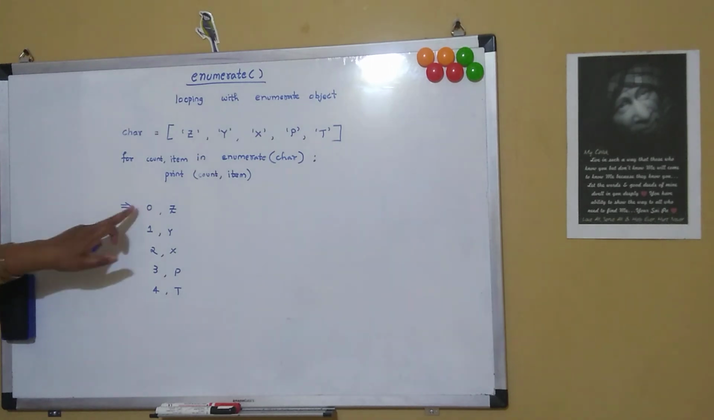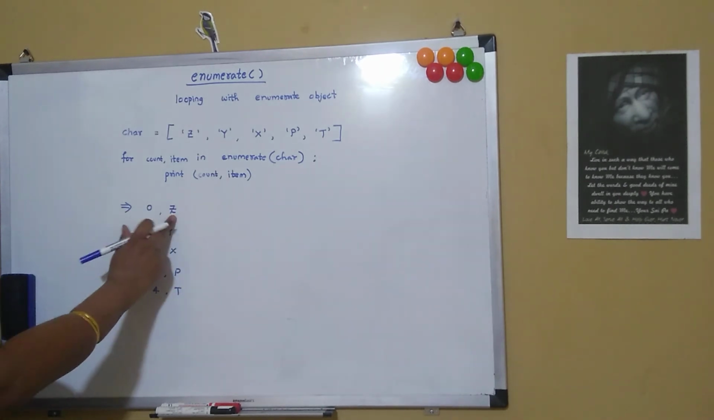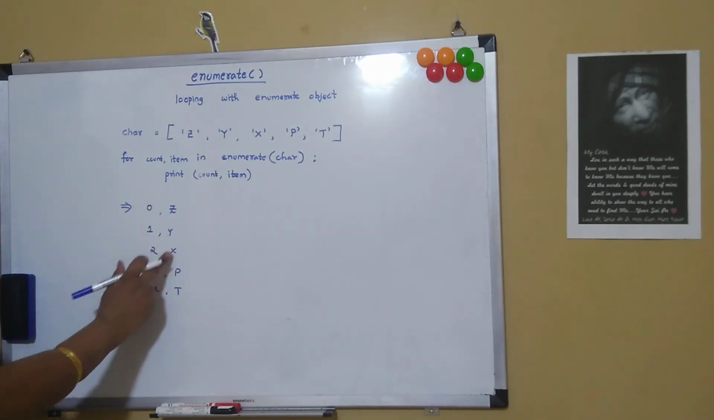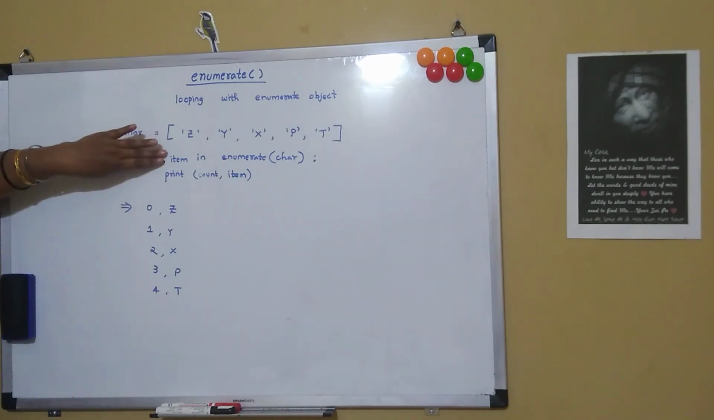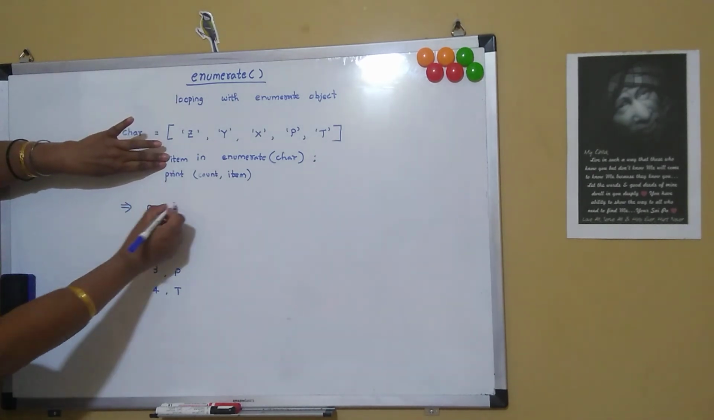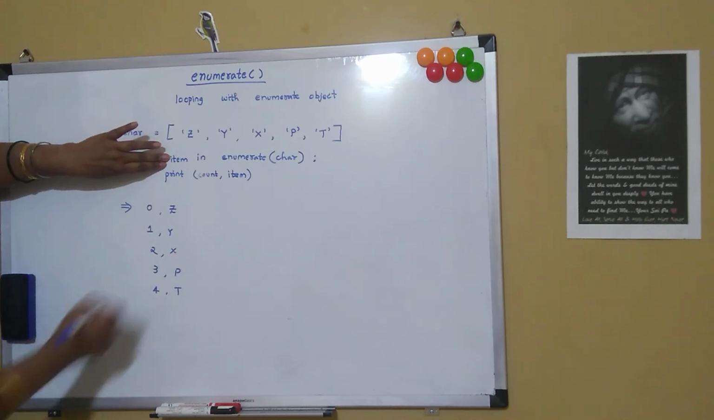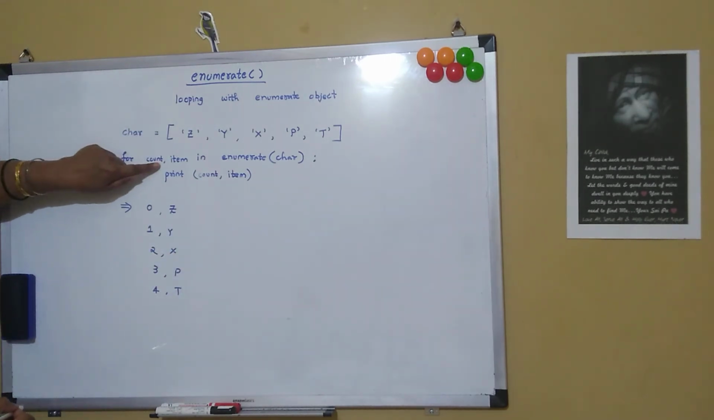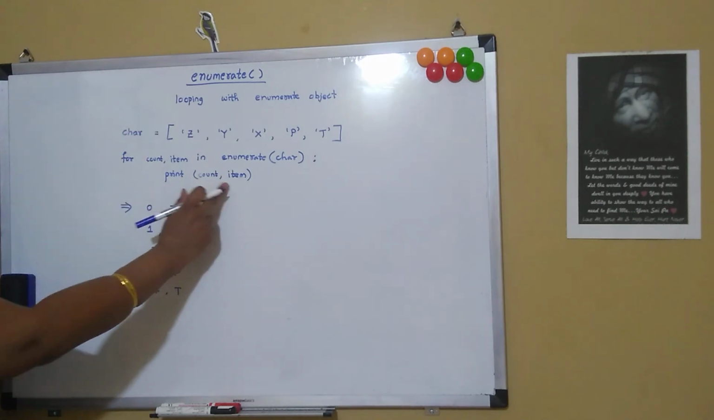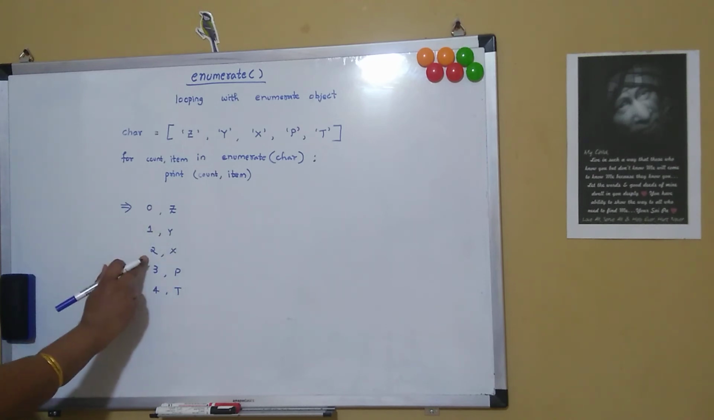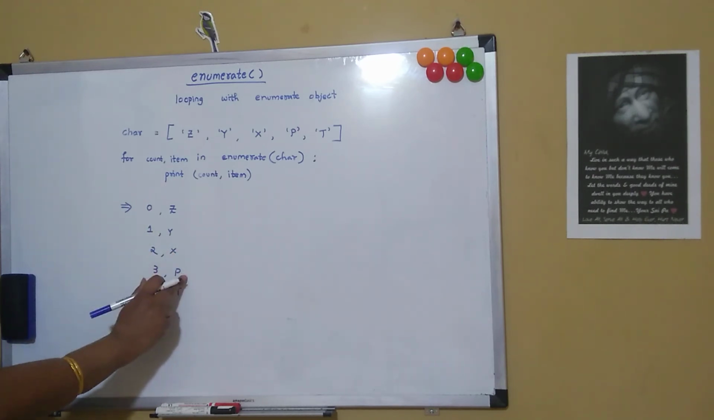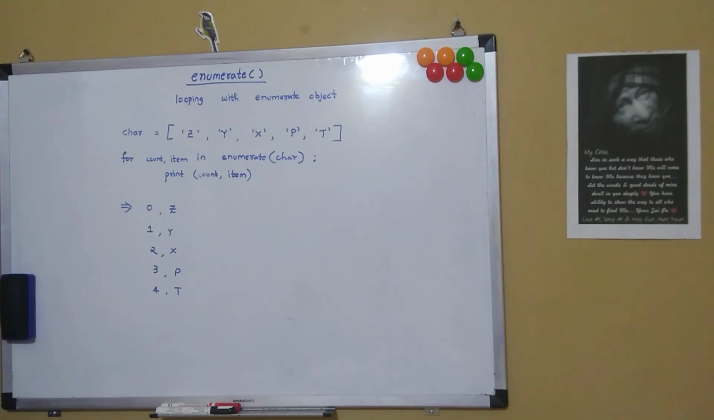So here it won't give it in the tuple format. It will just give the counter value and then the item value, since we are using two variables. If we used only one variable, then it would have given it to us in the tuple format. Now we are given two variables and we are printing those two variables individually. So it will give 0 Z, 1 Y, 2 X, 3 P, 4 T. So this would be the output.